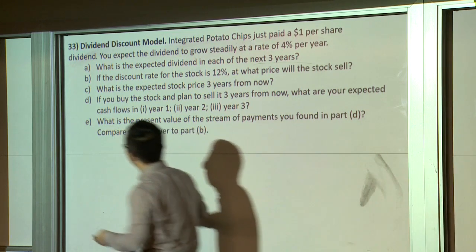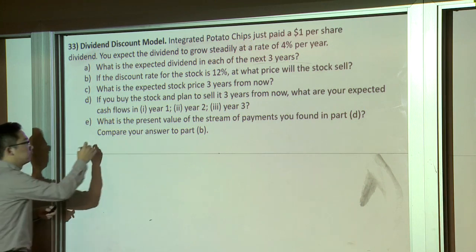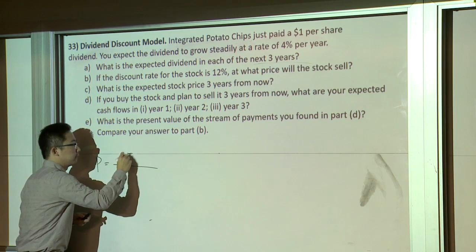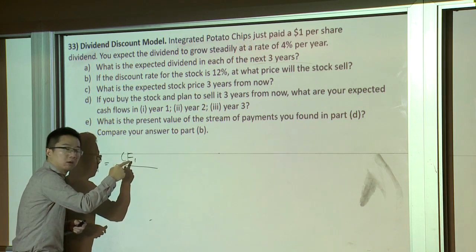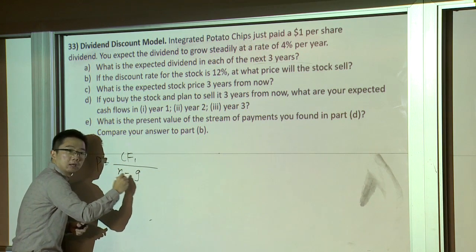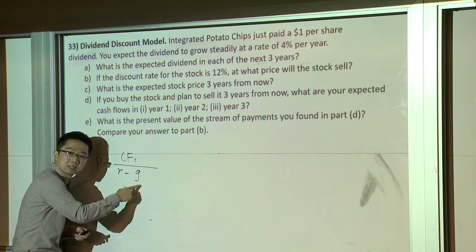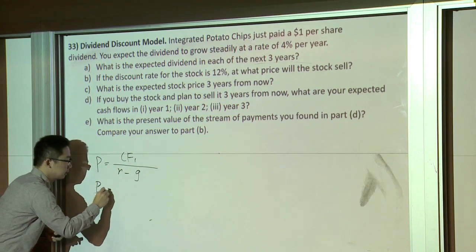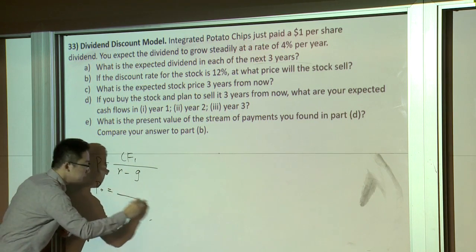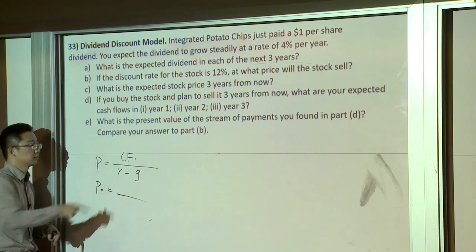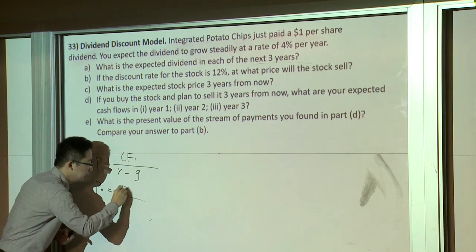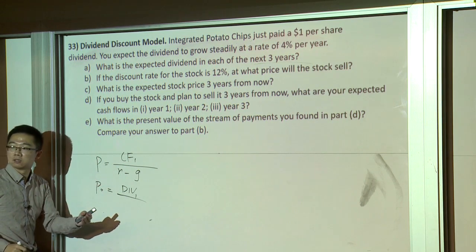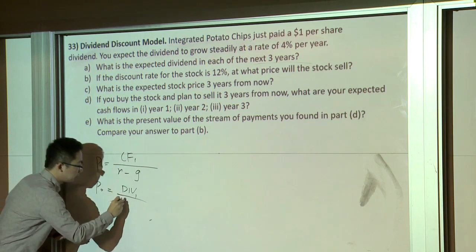But what is the formula for a growth perpetuity? It's CF1, the next cash flow, divided by the discount rate minus the growth rate. So in this case, the stock price at time 0, right now, should equal our next dividend, dividend 1 at the end of year 1, divided by R minus G.